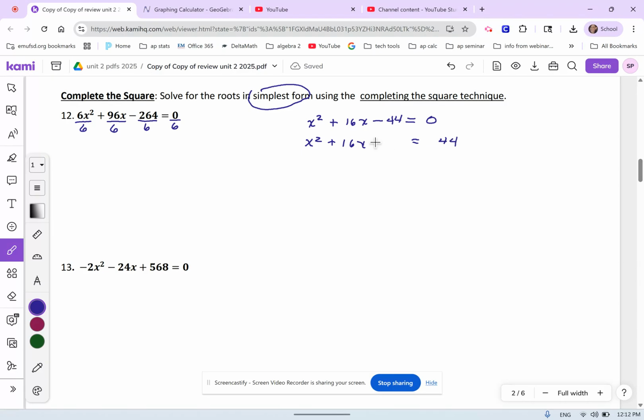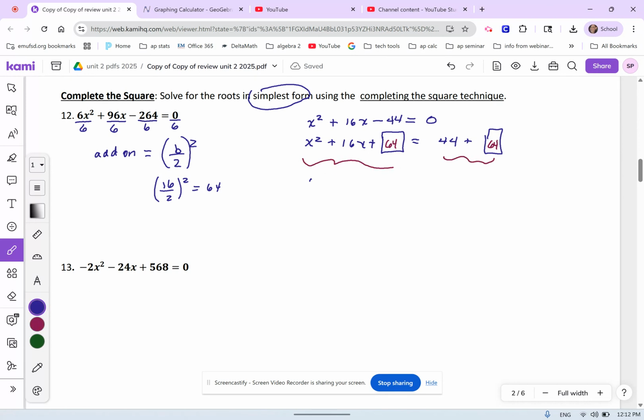We now complete the square by adding on a term to both sides of the equation. The add-on term is b divided by 2 squared. So in this case, it's 16 divided by 2 squared. That's 8 squared, or 64. So I add 64 to both sides. Make sure it's both sides of the equation.